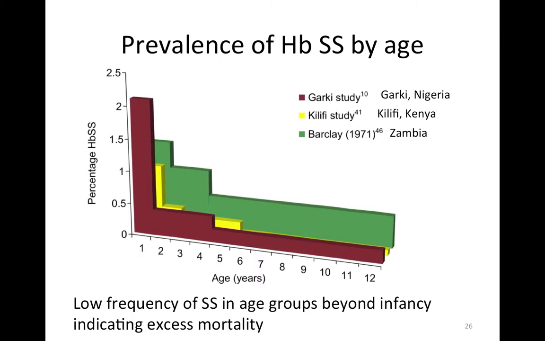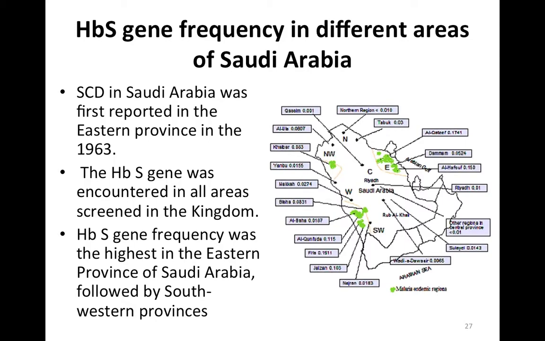So the prevalence of HbSS by age, these are three different studies superimposed here, and these studies show the number of children surviving to 5 years or more. After 5 years, after infancy, the survival is very low. That indicates an excess of mortality in individuals with sickle cell anemia.